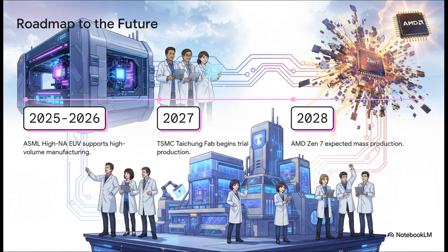In 2025 and 2026, ASML's next-generation high-NA EUV systems will start supporting high-volume manufacturing, and that directly links into 2027, when TSMC's Taichung fab is expected to begin trial production, which, in turn, paves the way for 2028, when AMD's Zen 7 architecture is expected to hit mass production. It's like a giant puzzle. One breakthrough literally sets the stage for the next.